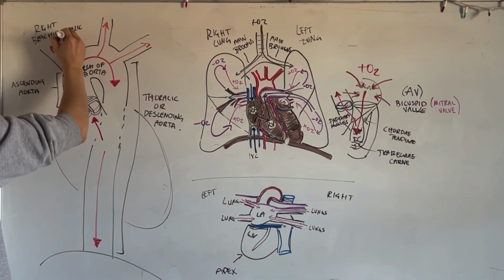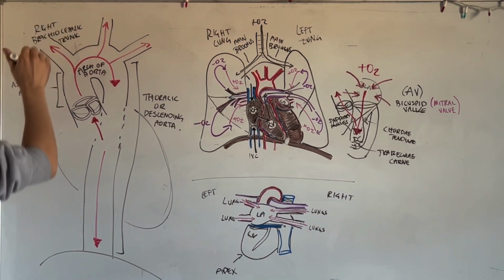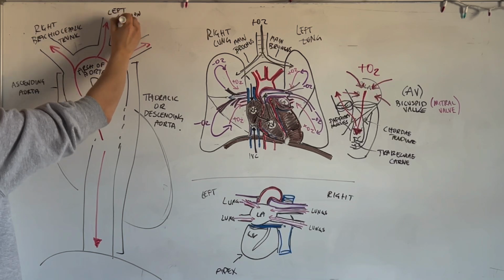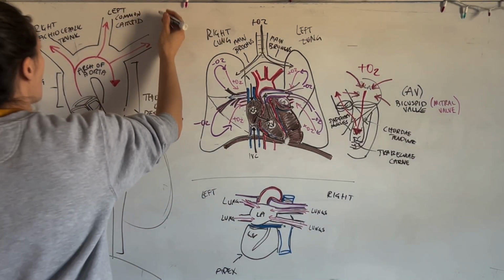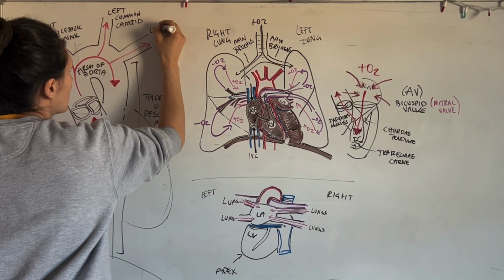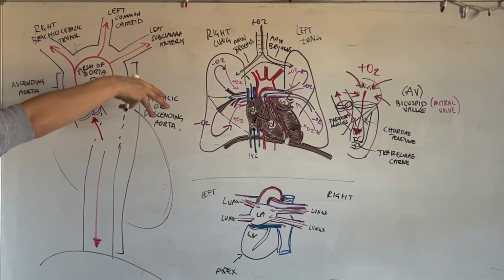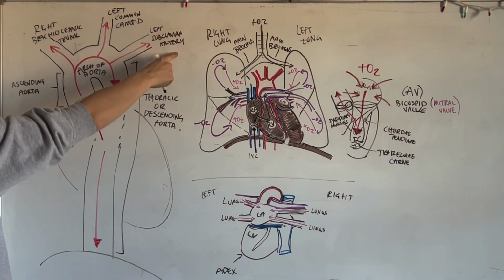The 3 main branches off of the arch, you should know, are the right brachiocephalic trunk, brachio-arm, cephalic head and neck, the left common carotid artery, which you know is in your neck, your carotids, and your left subclavian artery. Those are your main 3 off the arch of your aorta. Right brachiocephalic trunk, left common carotid, left subclavian.